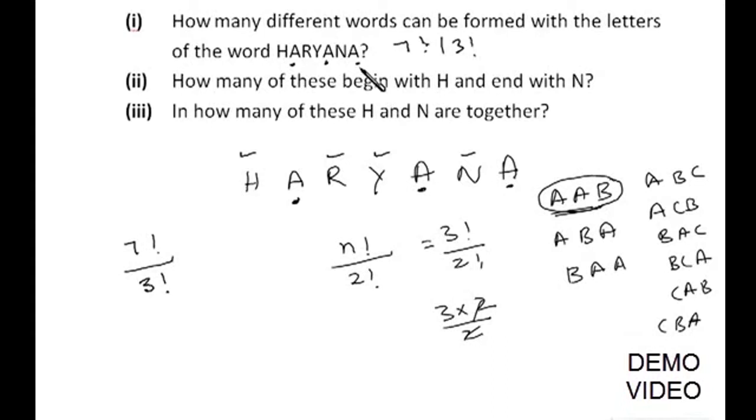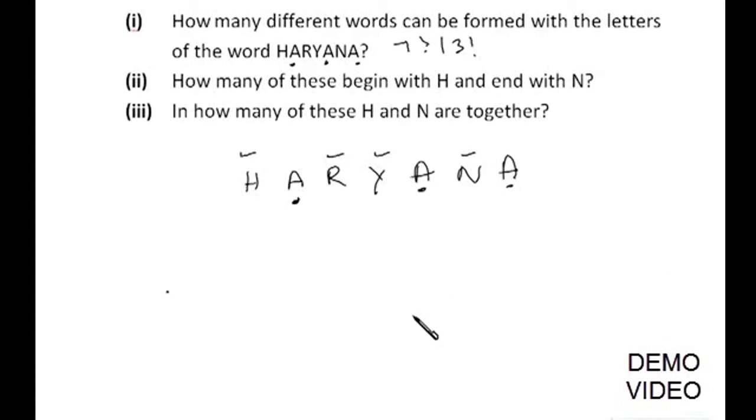Now let's take the second case. In this case, how many of these begin with H and end with N, right? Now I have 7 places, 1, 2, 3, 4, 5, 6, 7. For the first place, H is fixed. For the last place, N is fixed, right? So here we have just one choice, here we have just one choice.